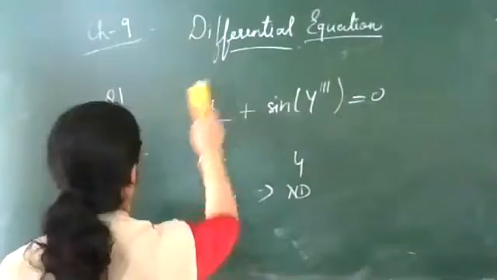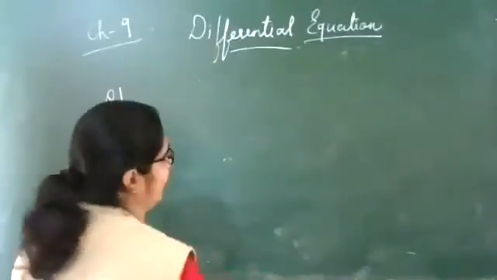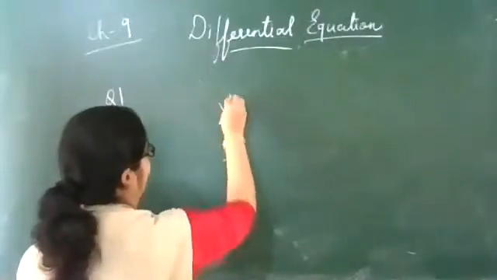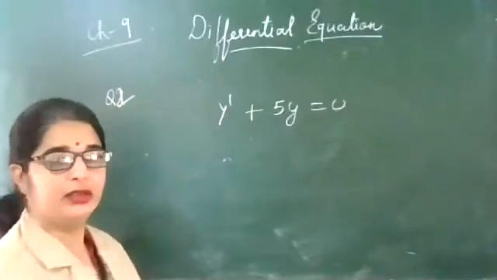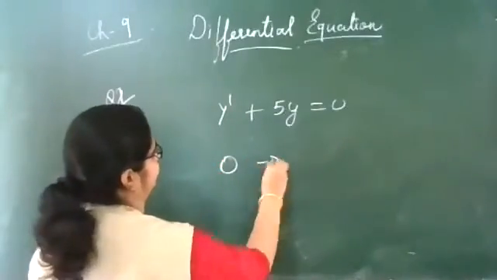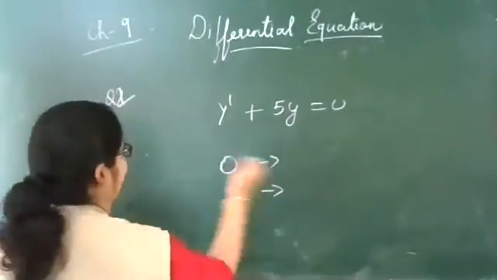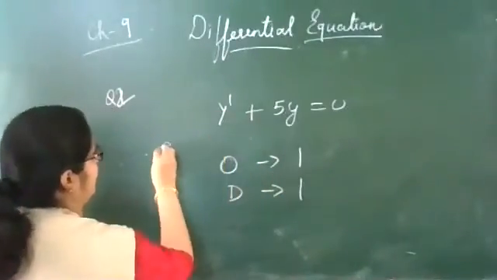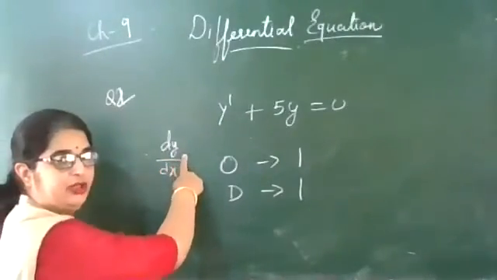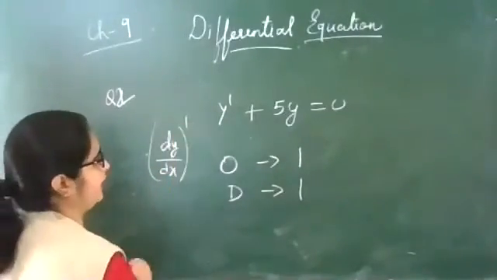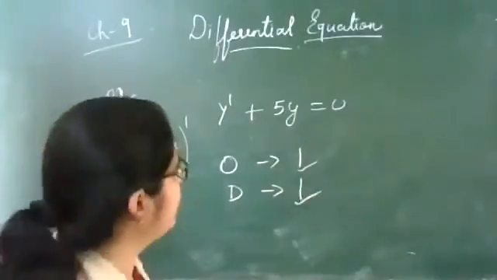Now come to the second one. y dash plus 5y is equal to 0. Order is 1, and degree also 1. Because the order is 1, dy by dx. The highest order derivative is the first order derivative, and the power of the first order derivative is nothing, so it is 1. So order is 1. Degree is 1. Clear? Then next one.